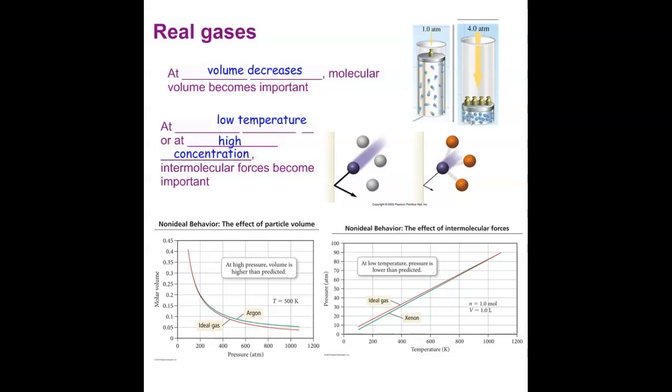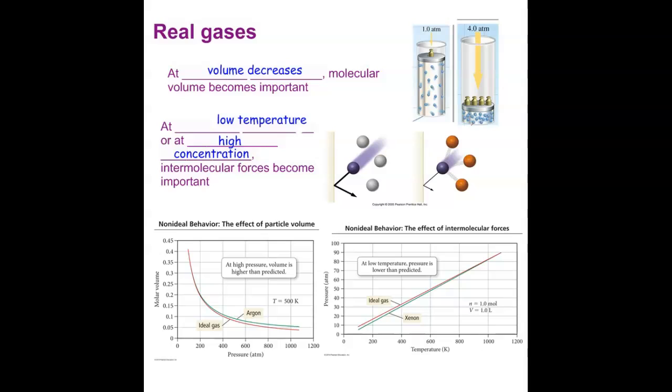So let's take a look at real gases. Essentially, everything you need to know is on this slide, but we'll go through it. Experimentally, when the volume gets very, very small, or the pressure gets very, very large, we see that the volume is larger than what we would predict the volume to be. So we can calculate the volume with PV equals nRT, but when measured, it's actually a little higher.